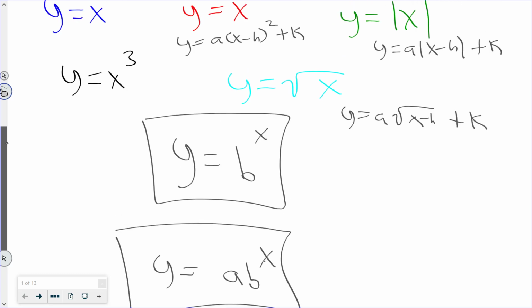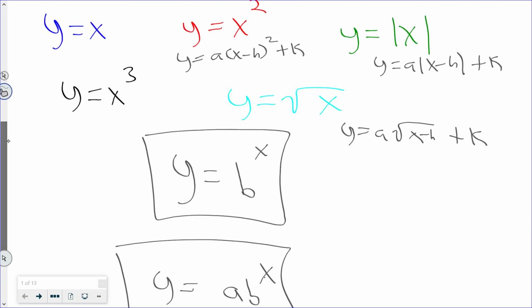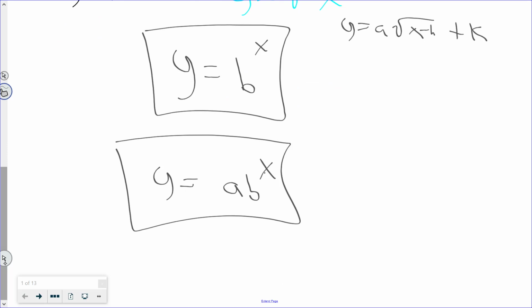A, as in every other function that we've done so far, what is a going to be here? What does a represent? Stretch or compression factor. So same thing here. Y equals a b to the x. A is just your stretch or compression factor. Is that clear? All right.